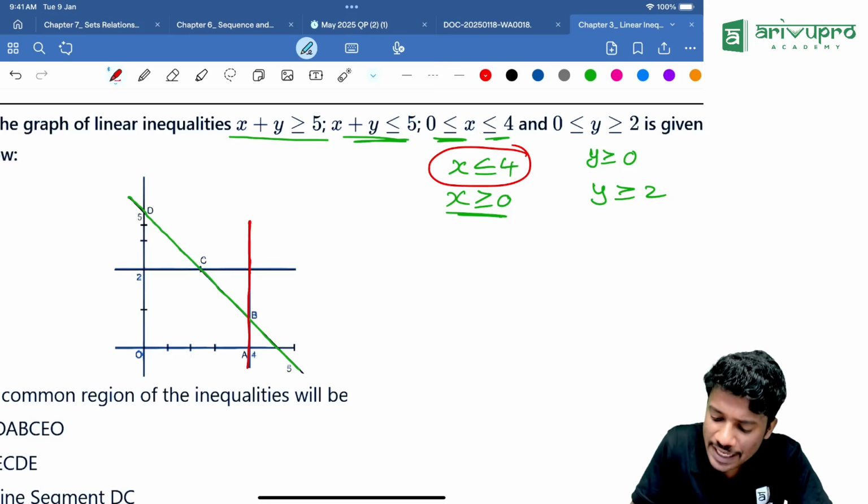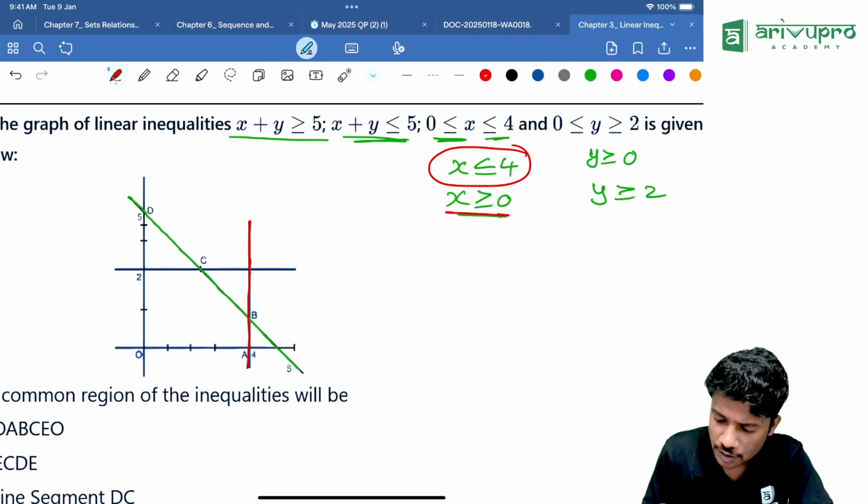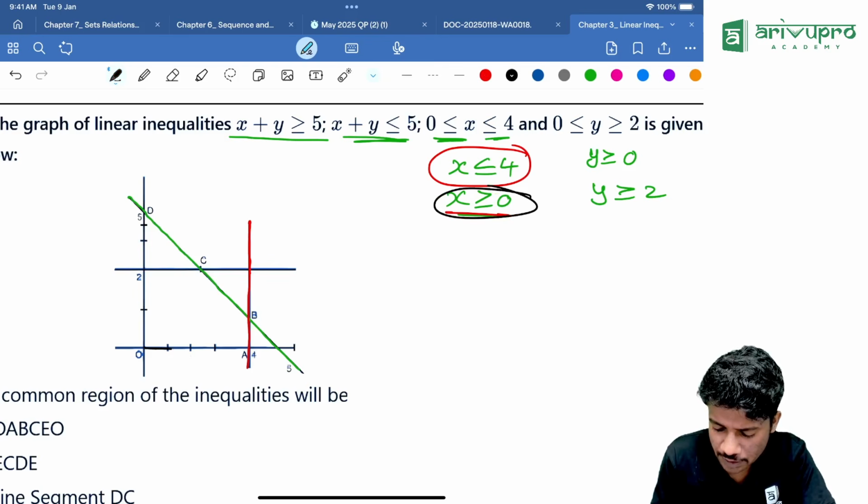Yes. Now, x is greater than or equal to 0. That means what will be the line? What will be the line? x is greater than or equal to 0. This can be the line. Correct?